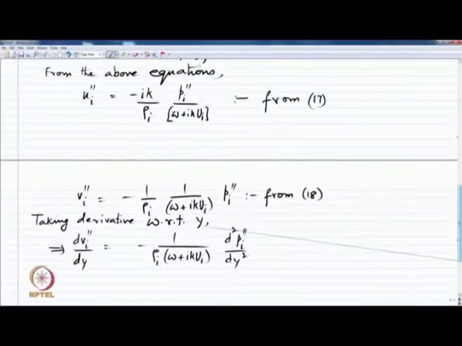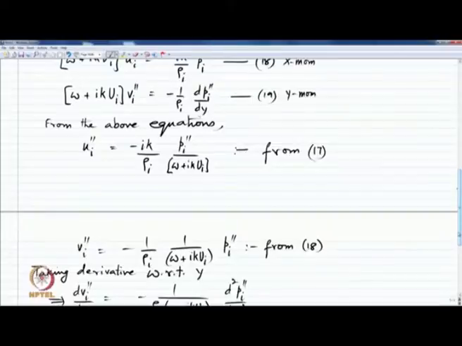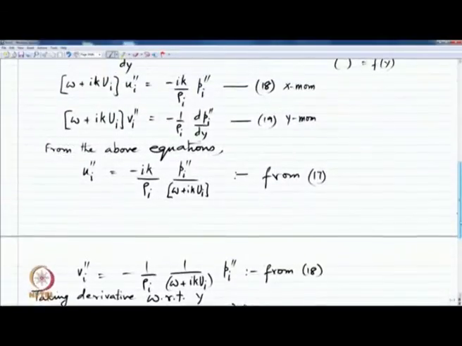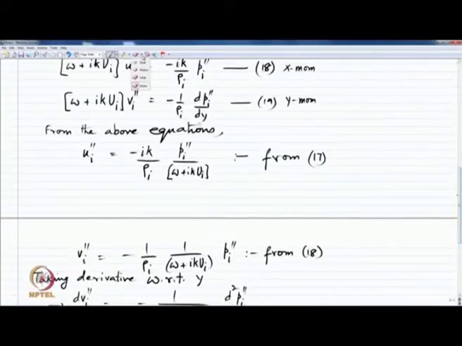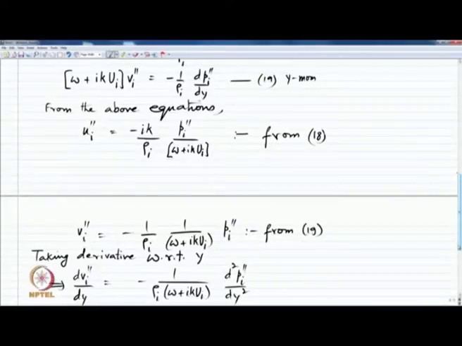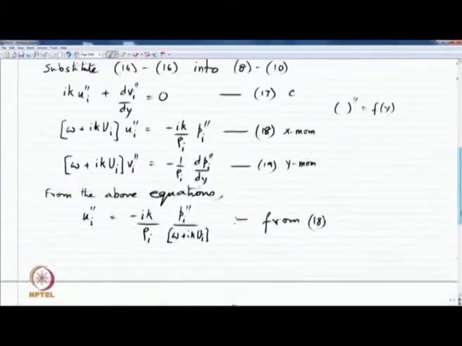So, we are able to write down ui and vi. Ui double prime is minus ik over rho i times pi double prime divided by omega plus ik ui, and vi double prime from 18 or from 19 is given by this. Now, I can use these two equations and substitute into 17.